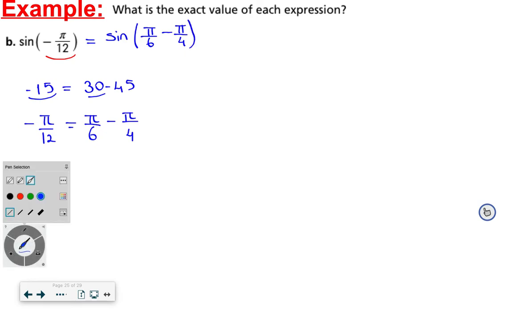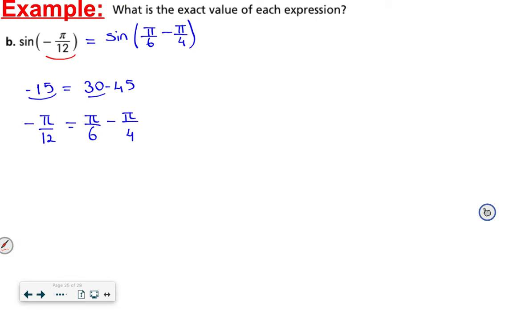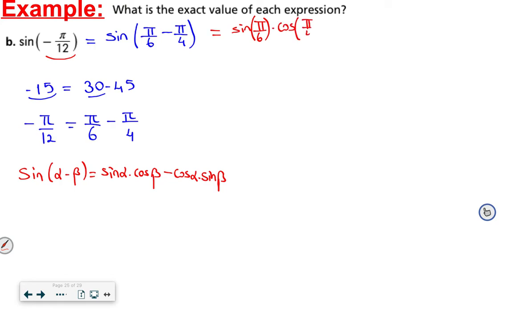So let me remind you what is the difference formula for sine. Sine alpha minus beta can be written sine alpha times cosine beta minus cosine alpha times sine beta. The same idea we are going to apply to this expression. Sine pi over 6 times cosine pi over 4 minus cosine pi over 6 times sine pi over 4.